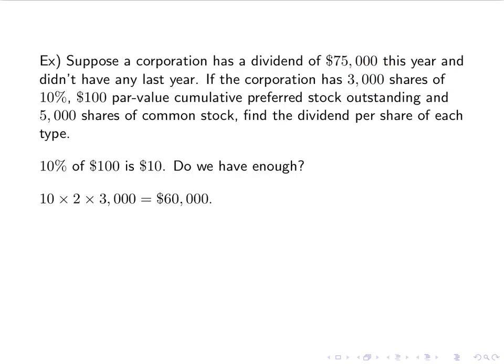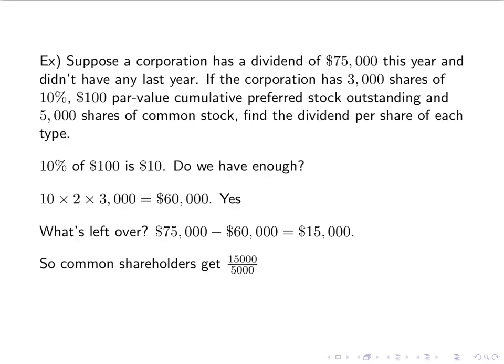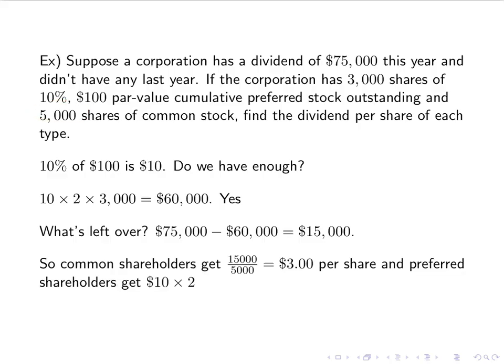So the corporation needs 60,000 to pay out the cumulative preferred shareholders. It has 75, so we do have enough. What's left over for the common shareholders? 15,000. How much does each common share get? We take the 15,000, divide by the 5,000, and we get $3 per share. So common shareholders get $3. Preferred shareholders get the $10 times, again, the 2 for the 2 years. So the preferred shareholders get $20.